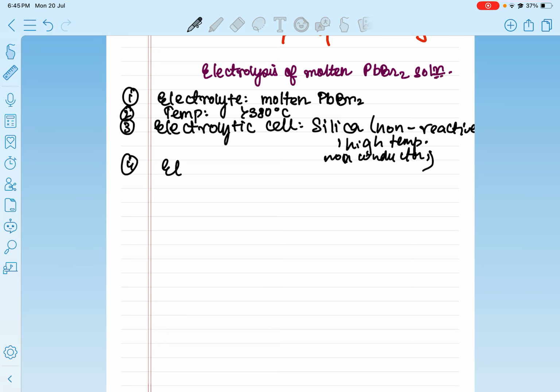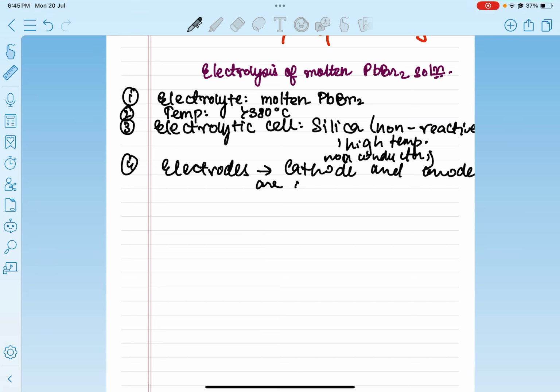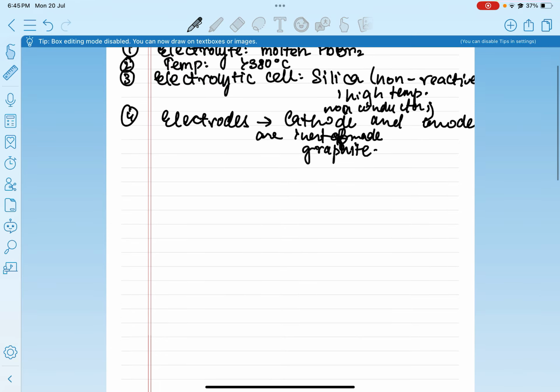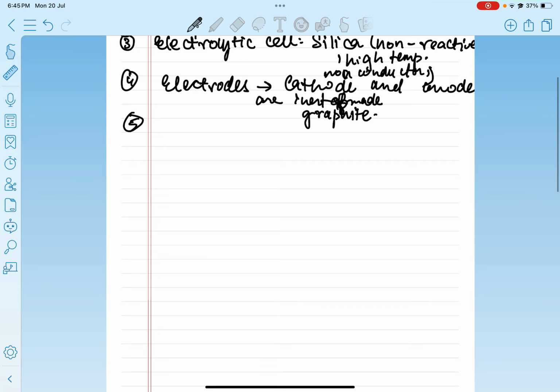Now coming to the electrodes. We are using a graphite cathode and a graphite anode. Both cathode and anode are inert, made of graphite. They are connected by copper wires to the ends of two batteries. Number five, the ions that are present.